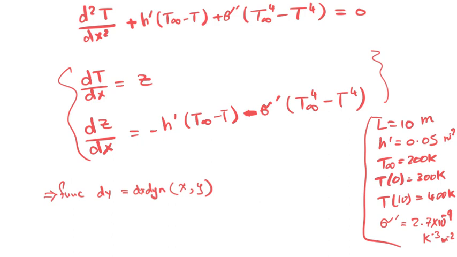To 10 to the minus 9. That's the value they have. It's 2 to the minus 9. Yeah, 1.6. Sorry, 2.7. Yeah, 10 to the minus 9.